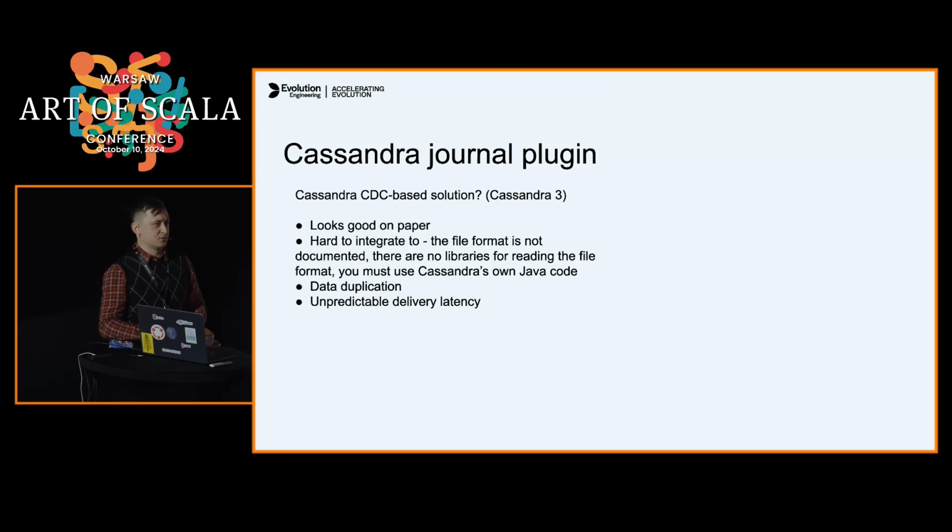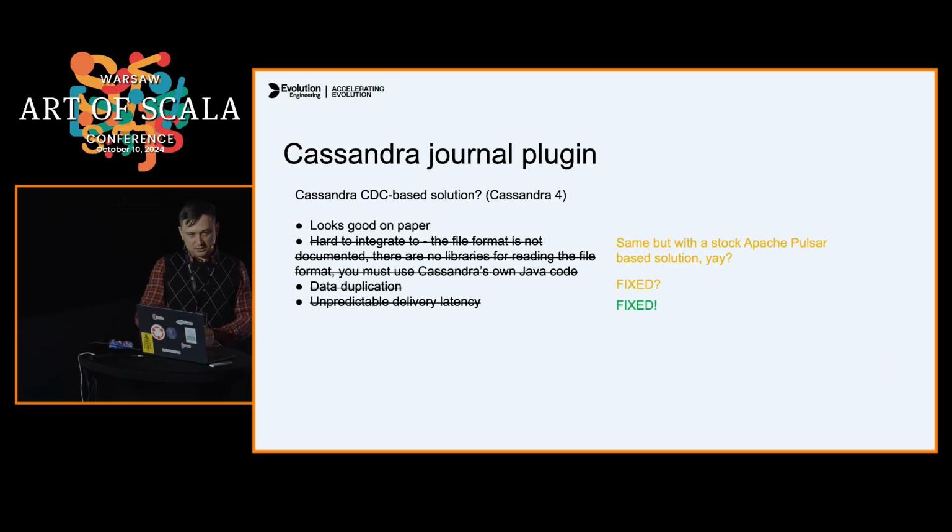Also, the data is duplicated. So, for instance, if your table is copied, you have copies on 3 Cassandra nodes, you will stream it to Kafka, you will have 3 copies in Kafka, and you need to do something with that, like deduplicate. And also, delivery latency was unpredictable, and this was a deal breaker, at least for me, because Cassandra couldn't guarantee. If you do a write, it's confirmed, but Cassandra had no strong guarantees after which time you will see the write in this change data capture. It was related to internal implementation of the commit log, so I don't want to get into that.